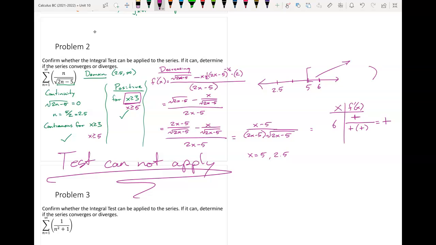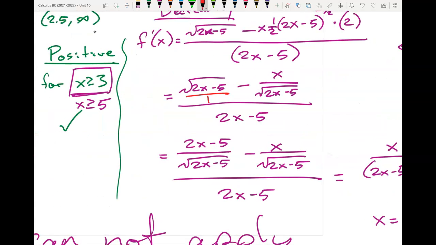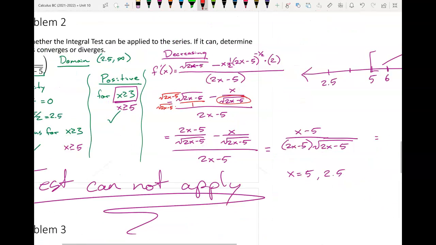Can you go over how you went from the second line to the third line? For the decrease? Here to here? Yeah. So I got a common denominator. Let me zoom back in here. I said this was over 1. I wanted a common denominator, so I multiplied top and bottom by that denominator. So add 2x minus 5 to top and bottom. And the radicals cancel each other out because they're the same, right? Does that make sense? Yeah.